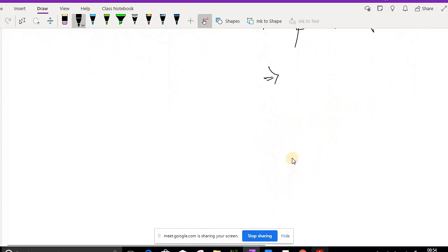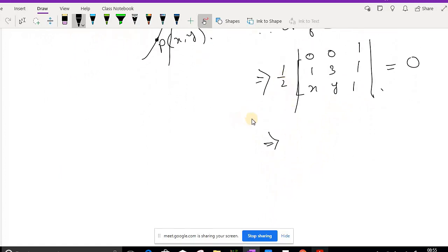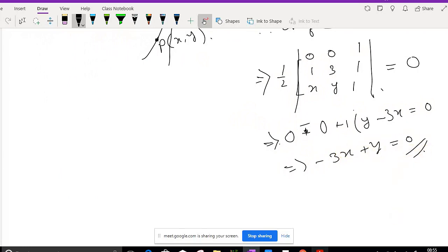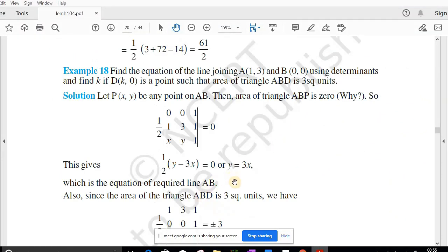Okay, so expand along r1. Half to katiye dilo, moi prothom 0 into some determinant, so this will be 0, plus, so this will be minus. Second to minus 0 into some determinant, that will be 0, plus 1 into the remaining determinant: 1 into y is y, minus 3 into x is 3x, is equal to 0. So minus 3x plus y is equal to 0. So this is the equation.